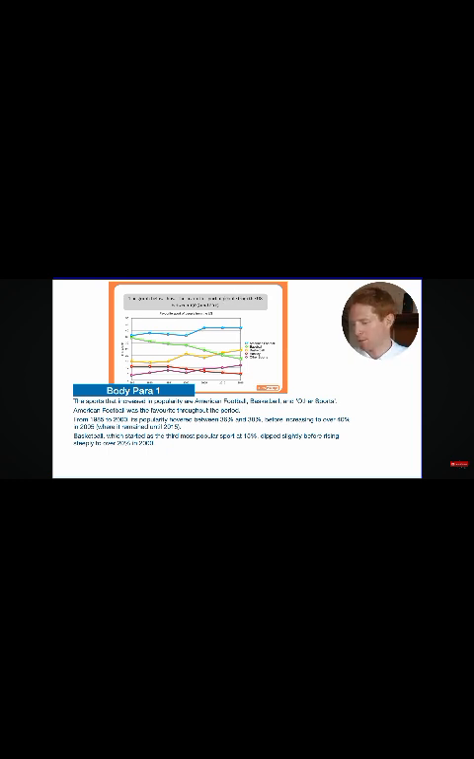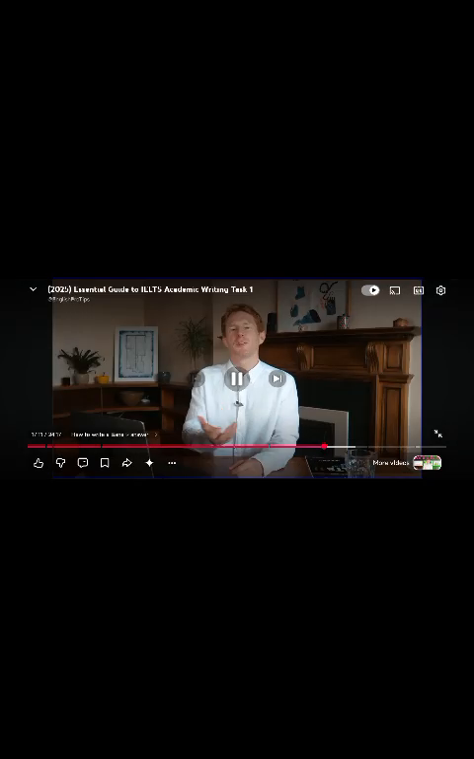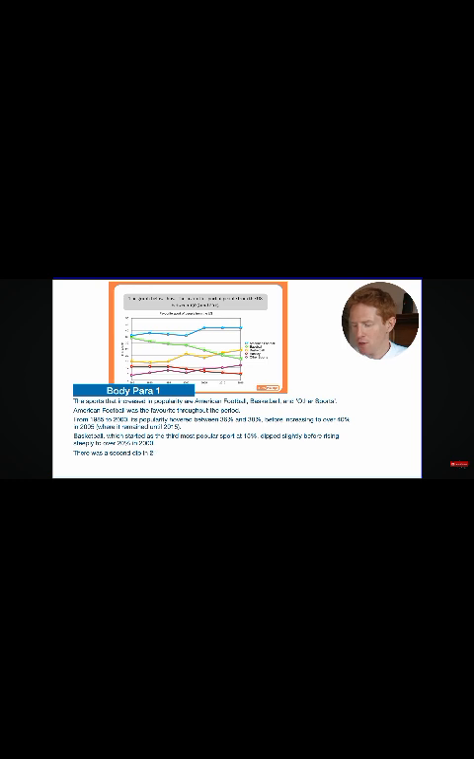Let's include some more information about basketball. There was a second dip in 2005, after which there was a decade of consistent increase, meaning that basketball overtook baseball as the second most popular.